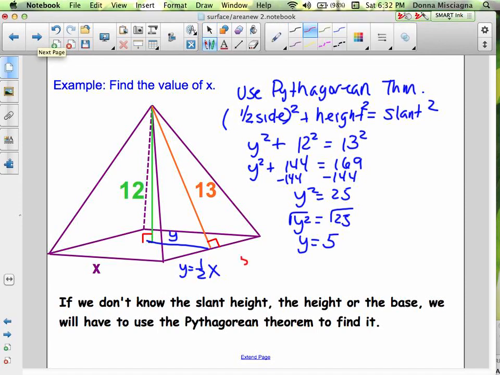So 5 equals half of x. If I multiply by 2, 10 is what x is. Okay? So now we found the value of x. And now that we know what x is, we could actually find the surface area.